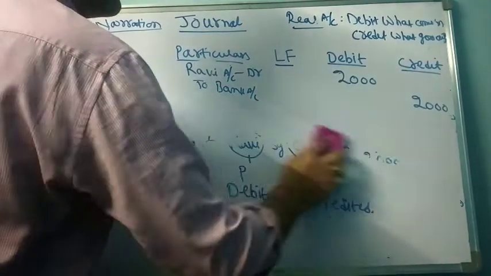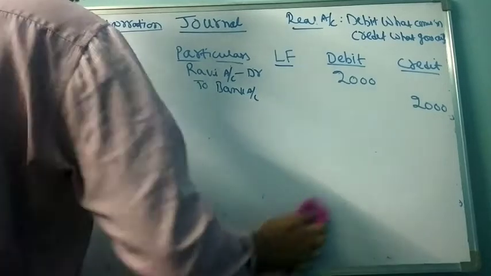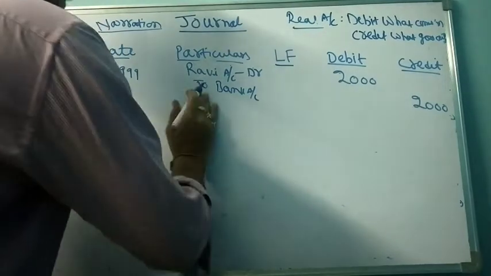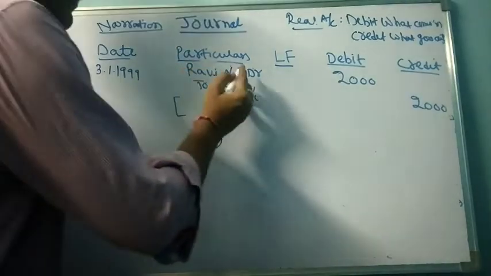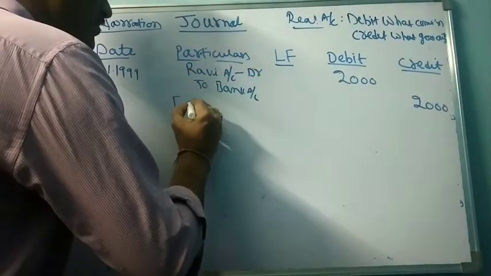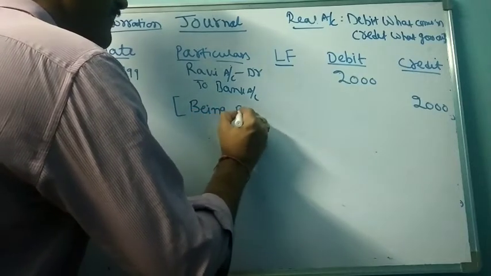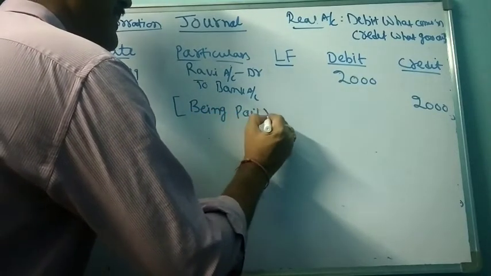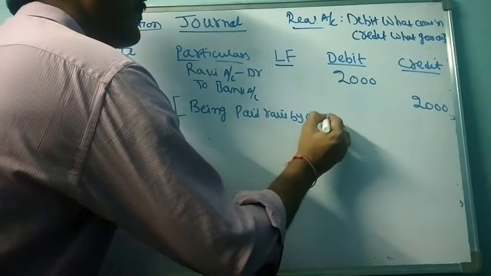Narration. Narration means the explanation about the transaction. Narration should always be enclosed in brackets. Paid Ravi by cheque. So, being paid Ravi by cheque. You can copy the same from the problem itself.